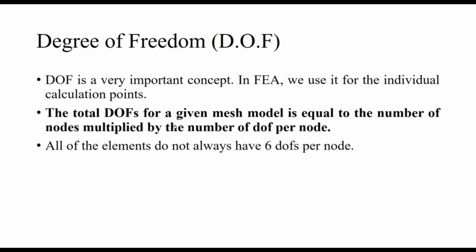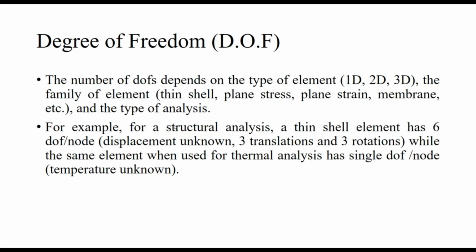Then DOF is a very important concept. In FEA we use it for individual calculation points. The total number of degrees of freedom for a given mesh is equal to the number of nodes multiplied by the number of degrees of freedom per node. So the total number of equations that are going to be solved by the FEM problem depends on the number of degrees of freedom of each node. What happens if you have 6 nodes with 6 degrees of freedom? The total number of equations to be solved by an FEA solver will be 6 into 6, that is equal to 36 equations.